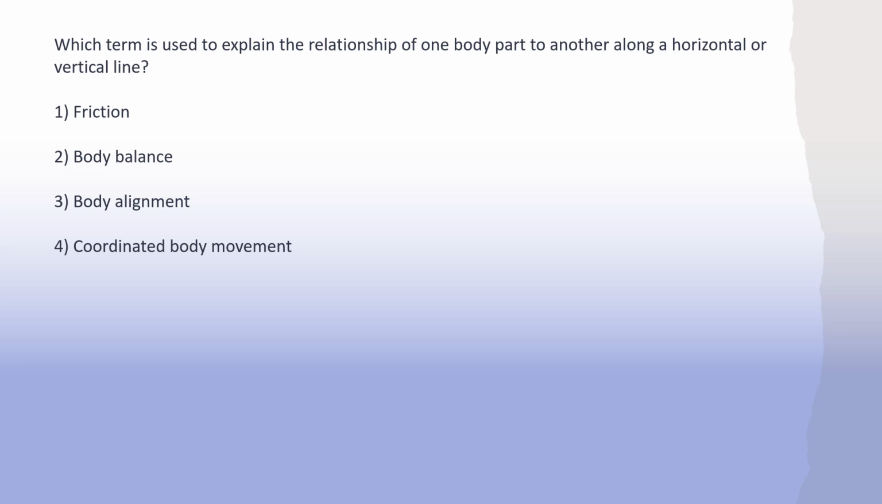Which term is used to explain the relationship of one body part to another along a horizontal or vertical line? 1. Friction. 2. Body balance. 3. Body alignment. 4. Coordinated body movement.